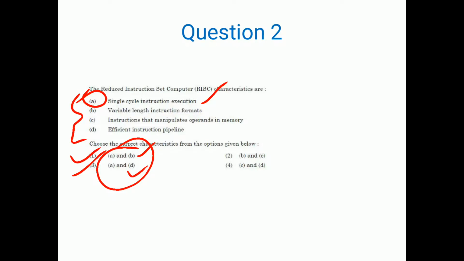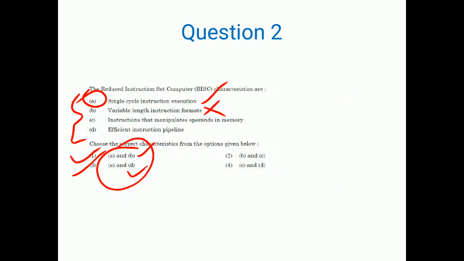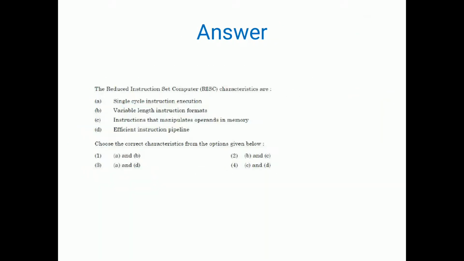Option B says variable length instruction format. This is incorrect because RISC supports fixed length instructions, so this one is false. According to the options, the one containing B is wrong, so the option will be the third. A, single cycle instruction execution, is correct, and D, efficient instruction pipeline, is also correct. So according to the question, the answer will be option C.